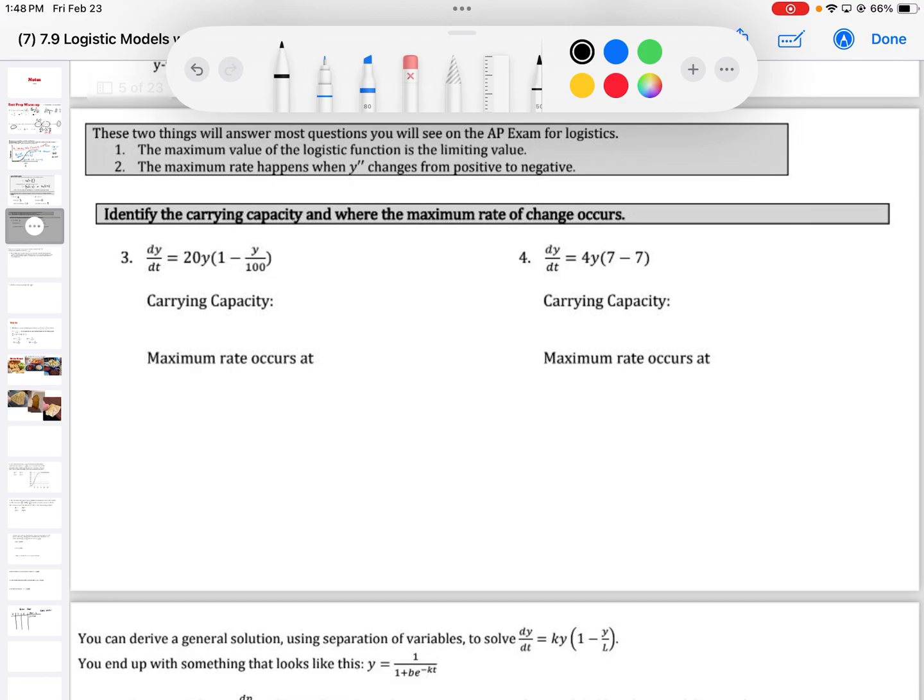This will answer most of the questions on the AP exam. It'll say, what's the maximum value of the logistic function, which is the limiting value, or the maximum rate happens when y prime changes signs. All right, y'all do these two. Oh, this is a typo. This should say y right here on number 4. Do those two on your own. Make sure you got this part, and then we'll do the next part.